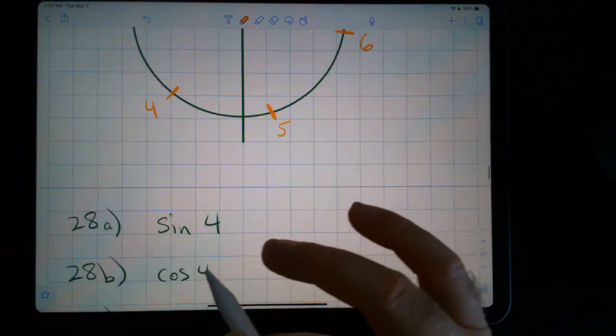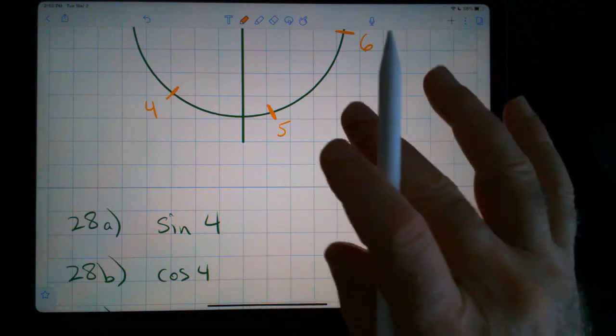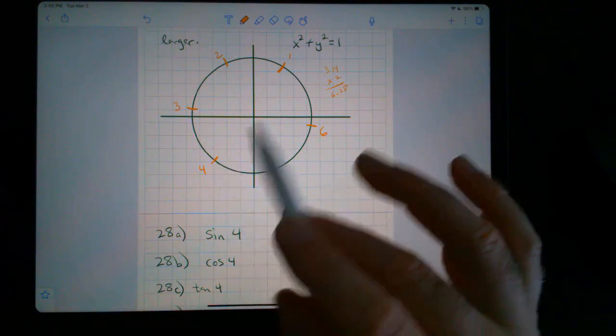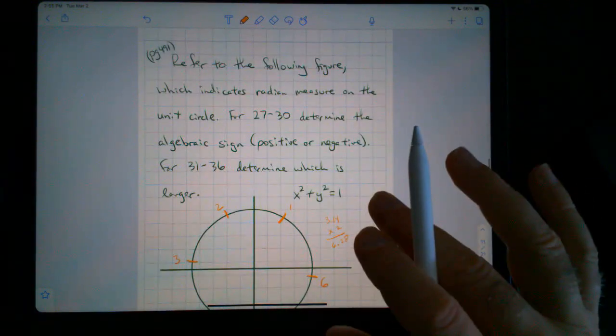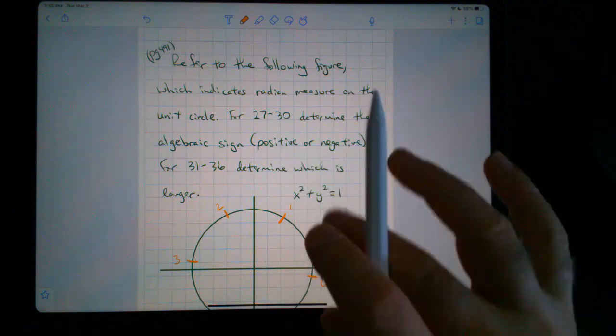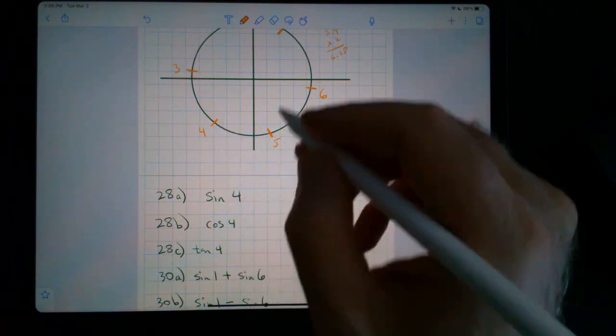So we're looking at sine of 4. There's no degree symbol, so this is radians. Sine of 4, well, there's 4. So sine of 4 is definitely negative. So for 27 through 30, we're just looking at positive or negative. Okay. So sine of 4, 4 is when y is negative. This is negative.